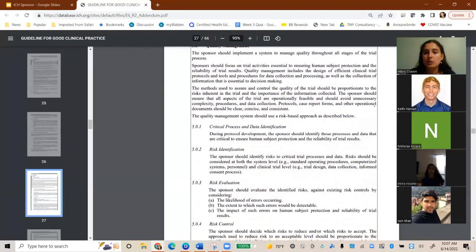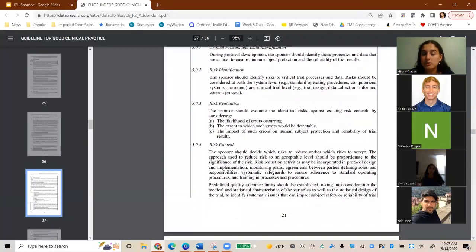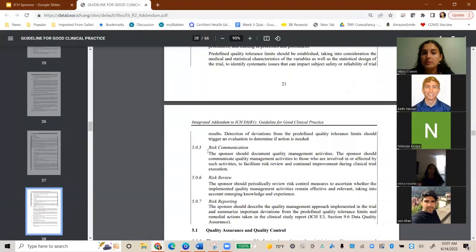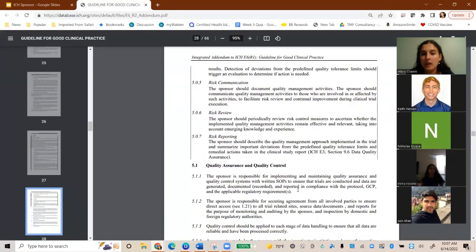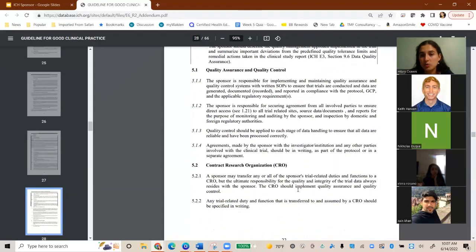What they're saying is that you're using the system to identify risk, right? So you have a process, you have data identification, risk evaluation, risk control, risk communication, risk review, and risk reporting. Those are all aspects of the system. And then to continue on that, the next section is quality assurance and quality control.